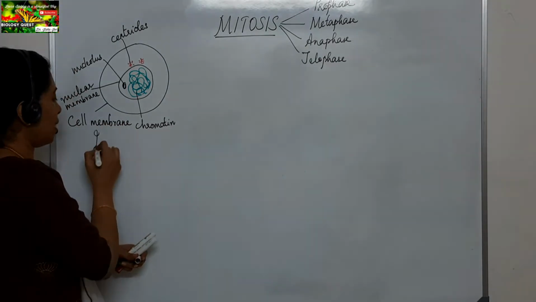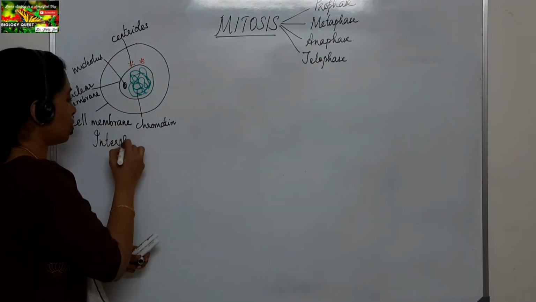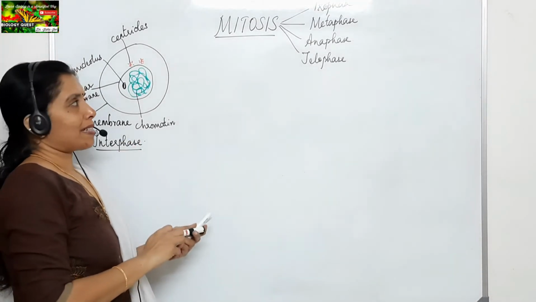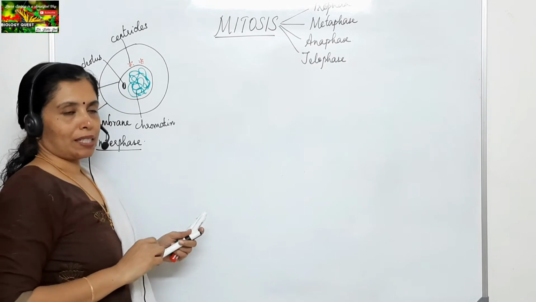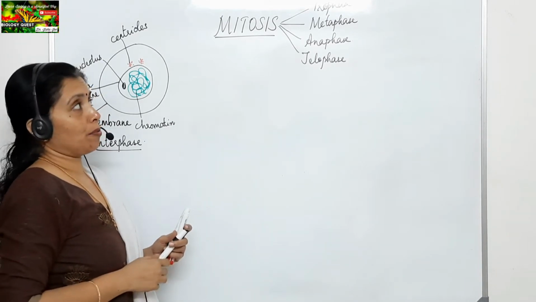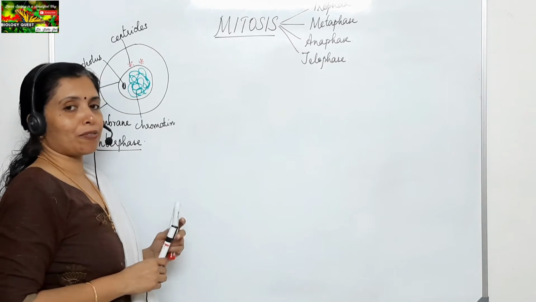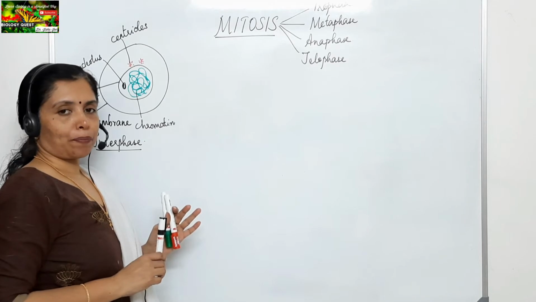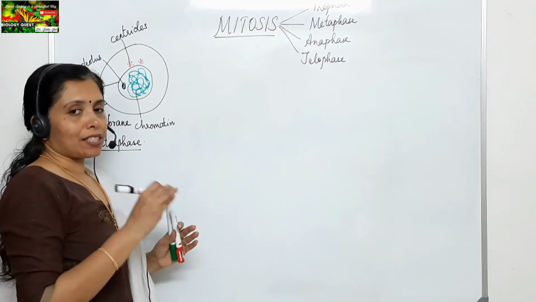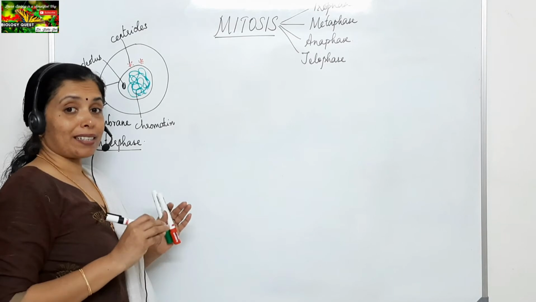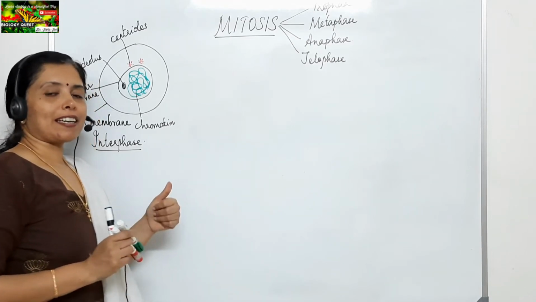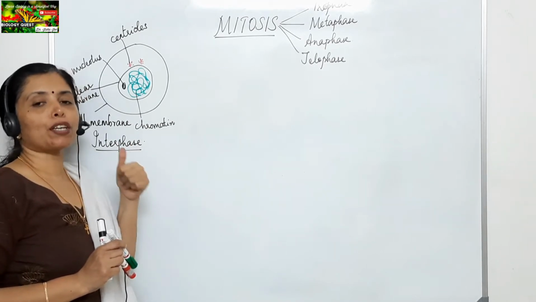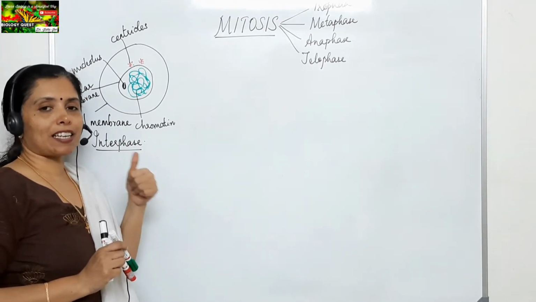Okay, this is a cell in the interphase stage. Now this cell is entering into the cell division phase, which is the mitotic phase, and the first phase of mitosis is prophase. What happens during prophase? By the time the cell enters prophase, the first thing is that the chromatin fibers condense and coil to form the chromosomes. That is the first thing to be remembered.